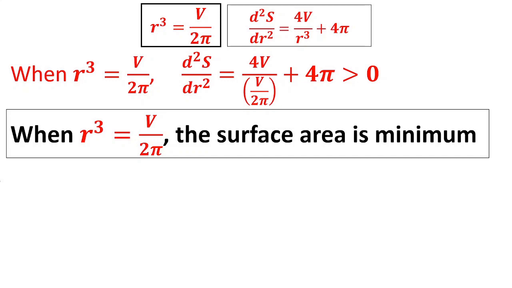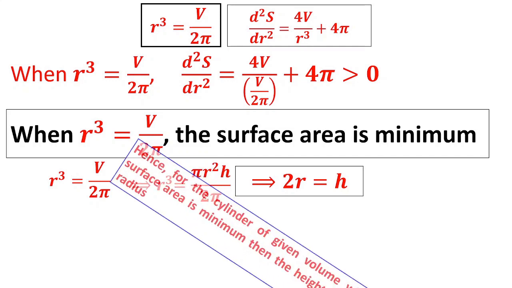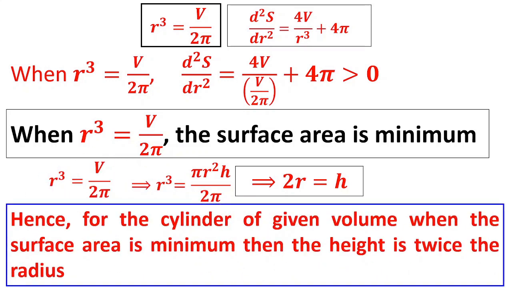Okay, now let us continue. Now r cube is V by 2 pi. What is the formula for h? The r cube is equal to pi r square h by 2 pi. Already we have found it, V is pi r square h. Now, what will happen when you do the calculations? r square, r cube, and r square, r will get cancelled and pi will get cancelled. Therefore 2r is equal to h. What is the meaning of 2r is equal to h? Height is twice the radius.